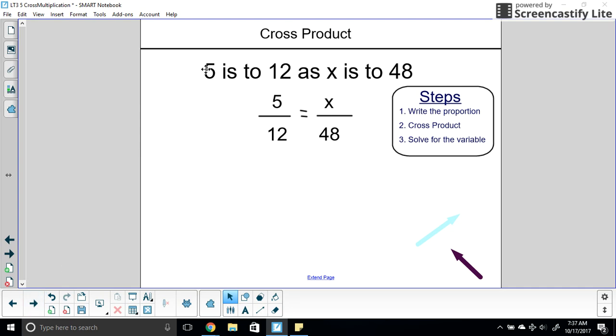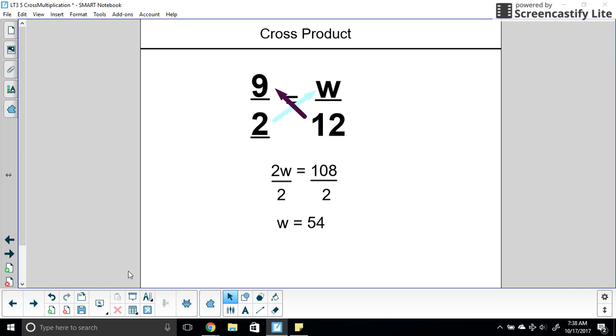Now, this one, for your start of your problem would be this. 5 is to 12 as X is to 48. And you're just going to write the proportion. So 5 is to 12, so 5 over 12, as, which would be your equal sign, X is to 48, X over 48. Then this just looks like something that we just got done doing.